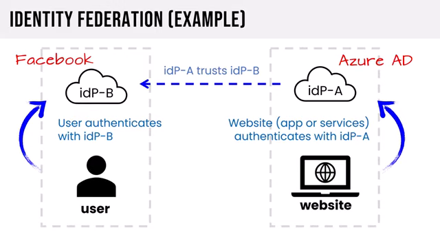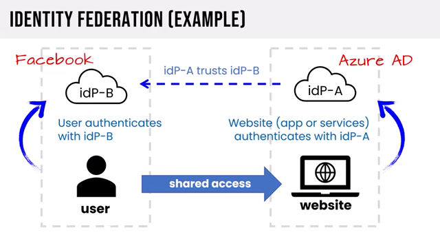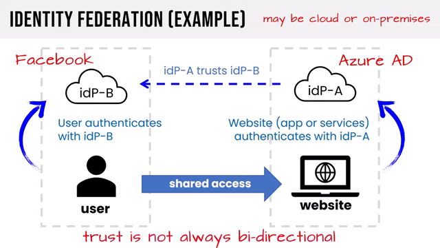I can configure Azure Active Directory to trust Facebook as an identity provider. So identity provider A, Azure AD, trusts identity provider B, Facebook. And that way my user can authenticate with their Facebook account, and then they are granted shared access. Now, this may be cloud or it may be on-premises. We definitely see identity federation happening between identity providers in the cloud and on-premises, like Active Directory on-prem is quite common. And trust is not always bidirectional, as in this example, trust only happens in one direction.